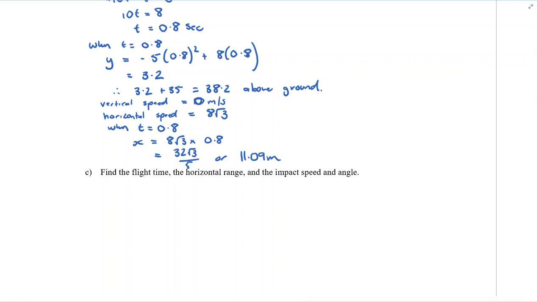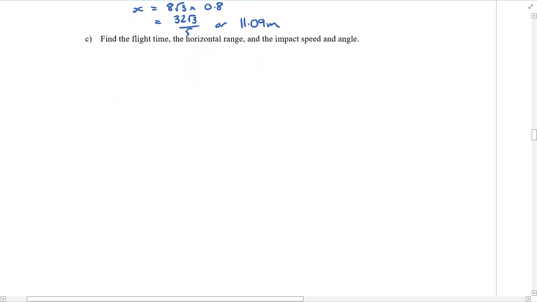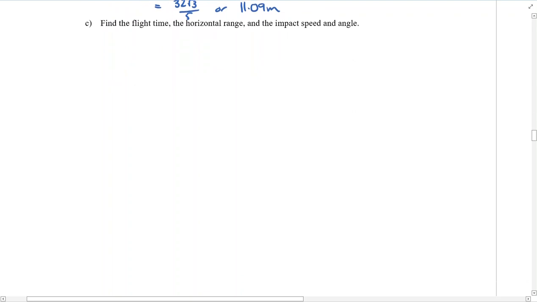Okay, part C. Find the flight time, the horizontal range, and the impact speed and angle. There are so many parts there, so many things that we have to find. Okay, so first of all, starting with the flight time for the whole thing.